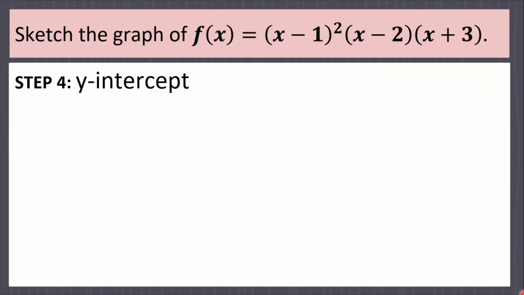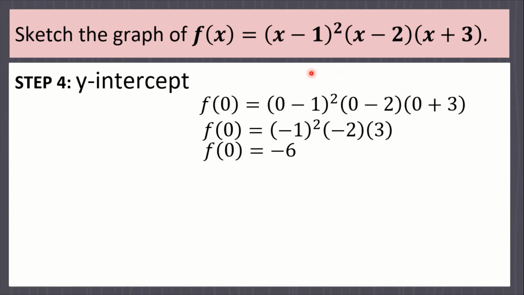Next step is let us identify the y-intercept. Pag y-intercept naman ang hinahanap, we let x be equal to 0 and then solve for f of x. Now, given the polynomial function f of x, lahat ng x ay papalitan natin ng 0. So, we have f of 0 is equal to 0 minus 1 squared times 0 minus 2 times 0 plus 3. 0 minus 1 is negative 1 squared. Then 0 minus 2 is negative 2. Then 0 plus 3 is 3.